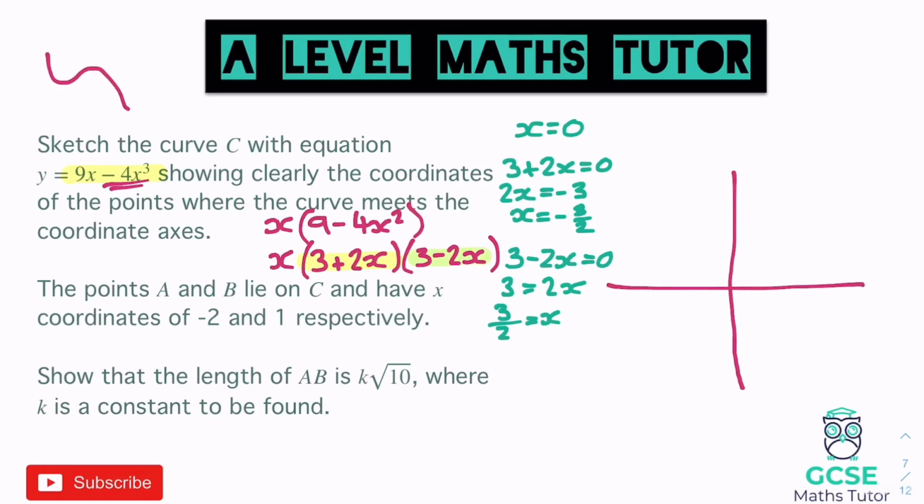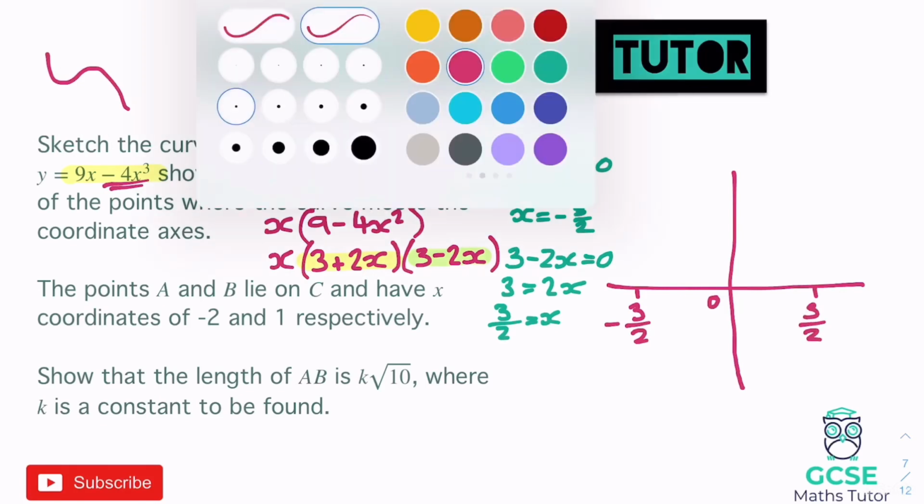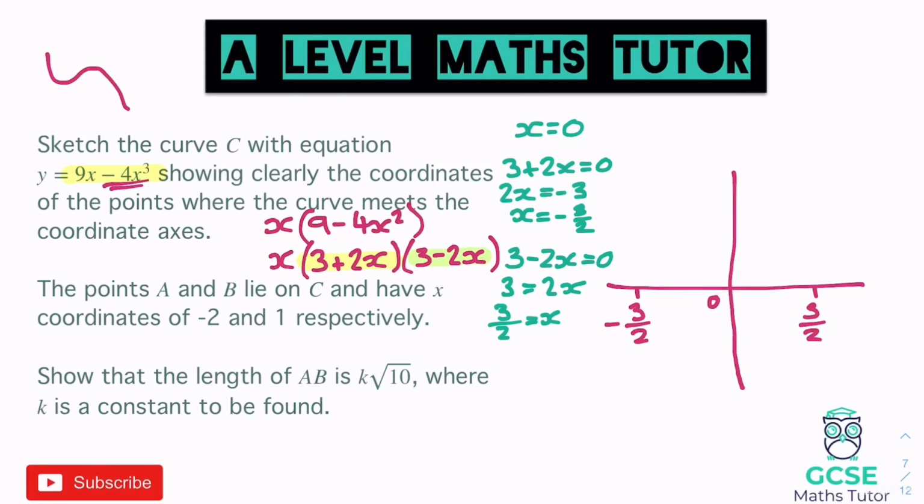So we get 0 as one of our solutions there. We've got negative 3 over 2, and we've got positive 3 over 2 as well. So not forgetting, obviously this is a negative x cubed, so it's going to slope through in that particular way.